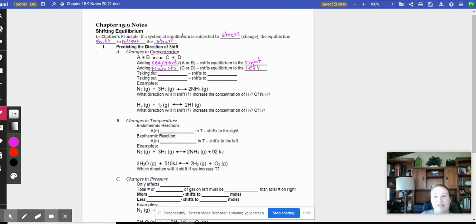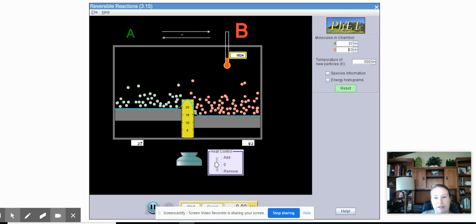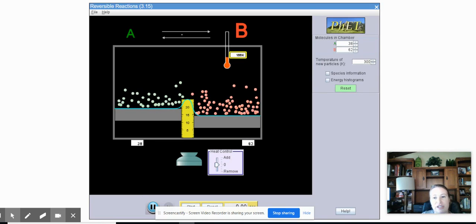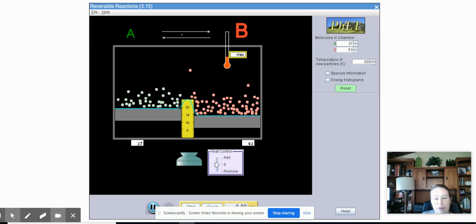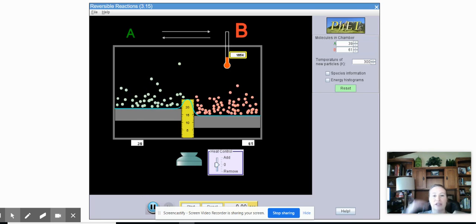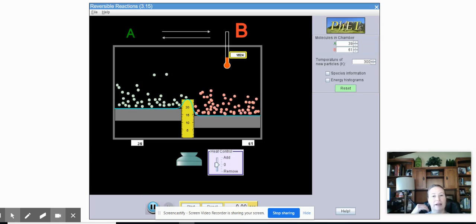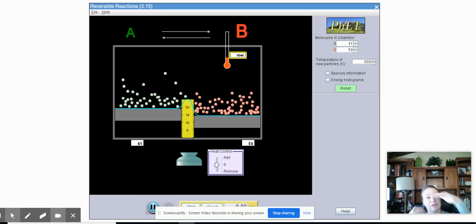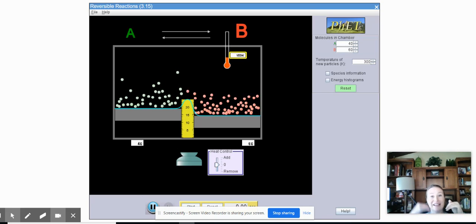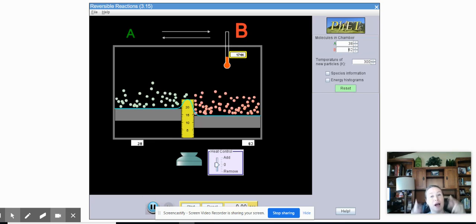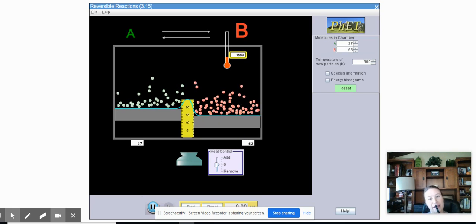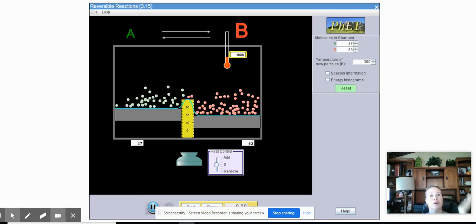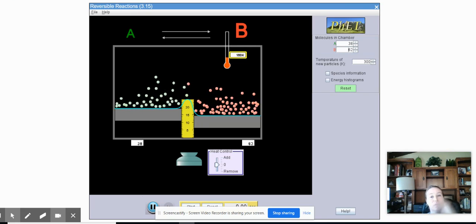Removing stuff. If I come back to my simulation, yes. So if I were just to delete some of the product, what's going to happen? If we take away from the product side, then A is going to keep reacting and forming B, but there will be less of that product to unreact and reform the A. Okay, so it's going to actually start replacing what we took out.